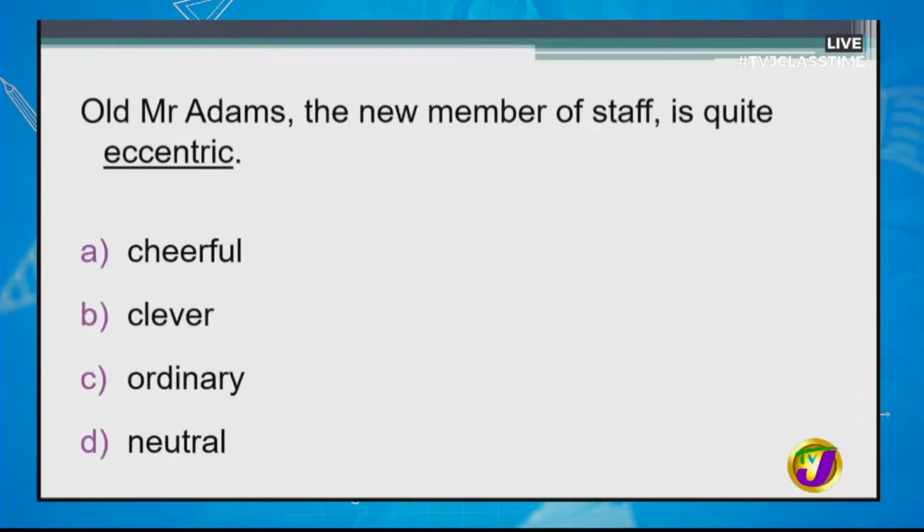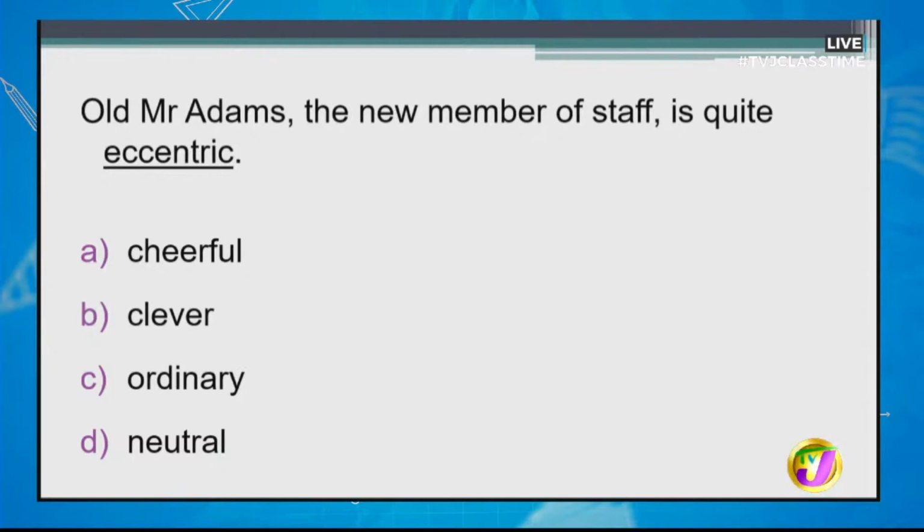All right, so let's look at the next sentence. Old Mr. Adams, the new member of staff, is quite eccentric. I know a friend of mine once said that eccentric is what you use to describe a certain type of person who is either very smart or very rich. And anyone who is not very smart or very rich, you just call him a totally different name entirely. So eccentric. So what does it mean when you describe someone as being eccentric? And therefore, what is the opposite of that?